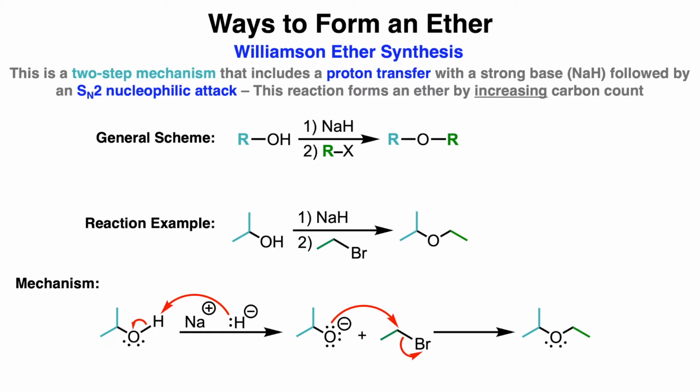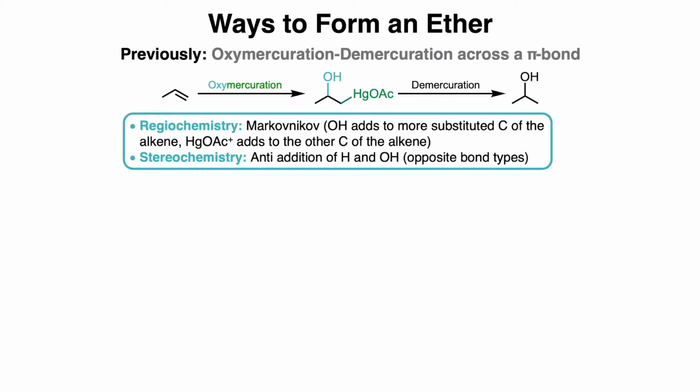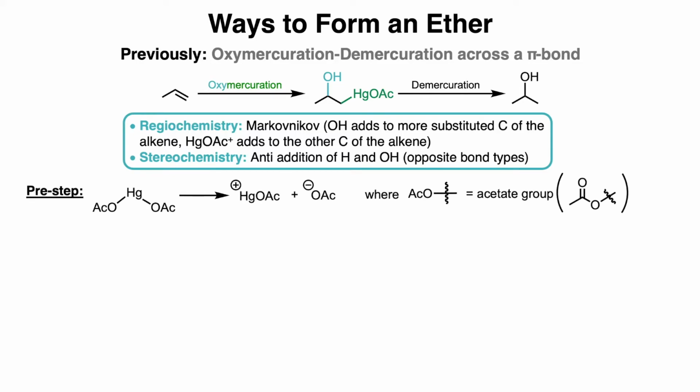And before we discuss the next way to form an ether, let's quickly review oxymercuration-demercuration across a pi bond. Recall that this particular reaction follows Markovnikov's rule, where the OH adds to the more substituted side of the alkene, while HgOAc adds to the other side. Also, this reaction follows anti-addition of the H and OH across the pi bond.